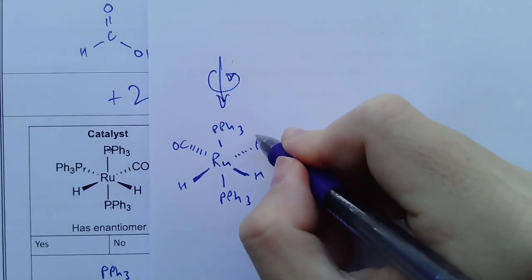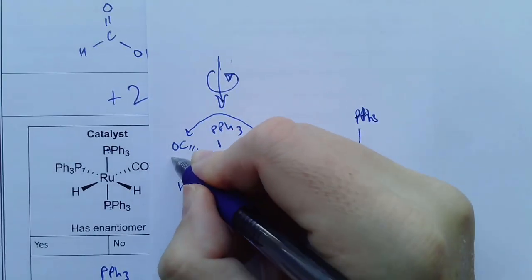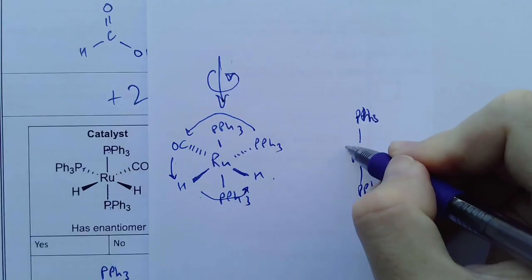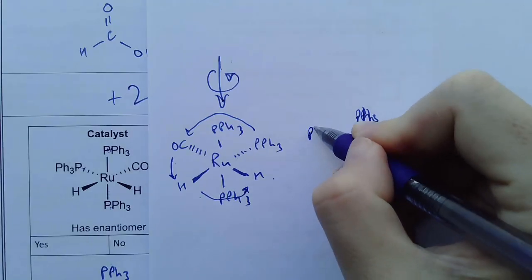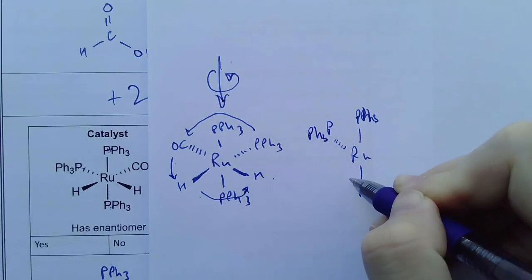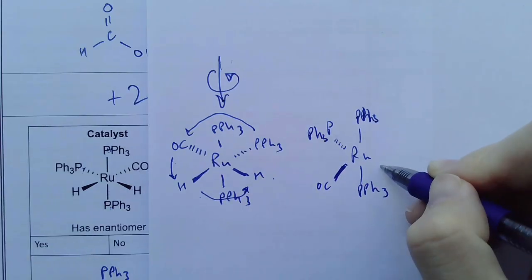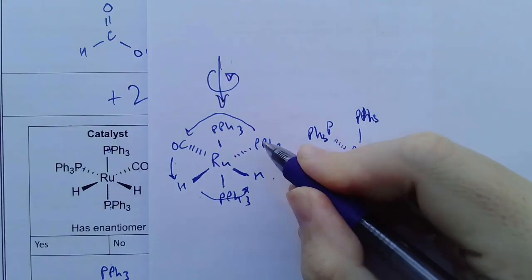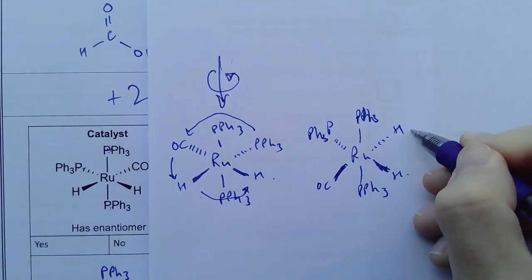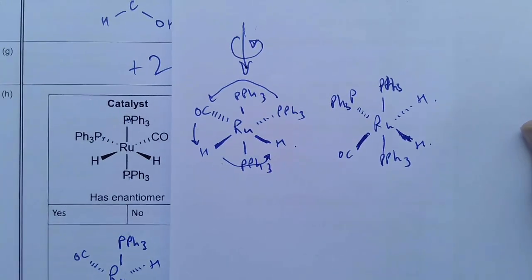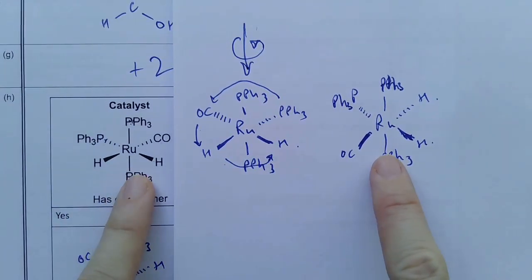So I get this one comes back to here, this one goes to here, this one comes around to the front, so I get my PH3P there, I get my carbonyl there, and I get my hydrogen here, and then this hydrogen goes to the back. Okay, so now I've got that. And then you can look at these two and you think of these two the same.